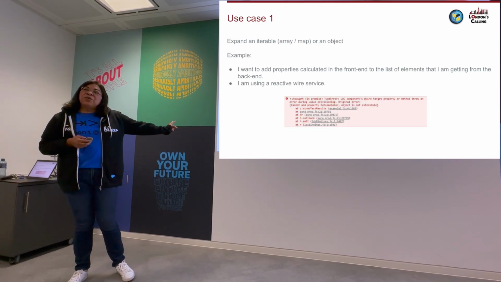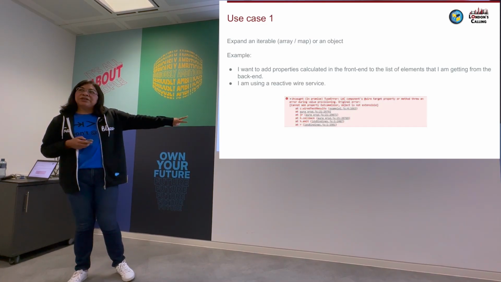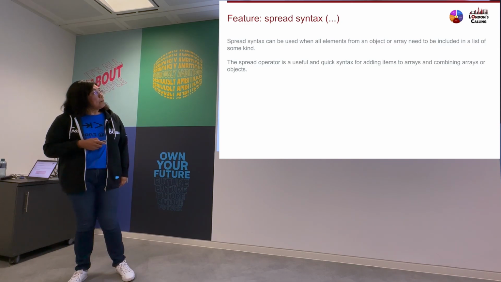And this is very important when you are using a reactive wire service, because in a reactive wire service, you cannot change or add properties to the elements on the fly. You might get an error when you try to do that.